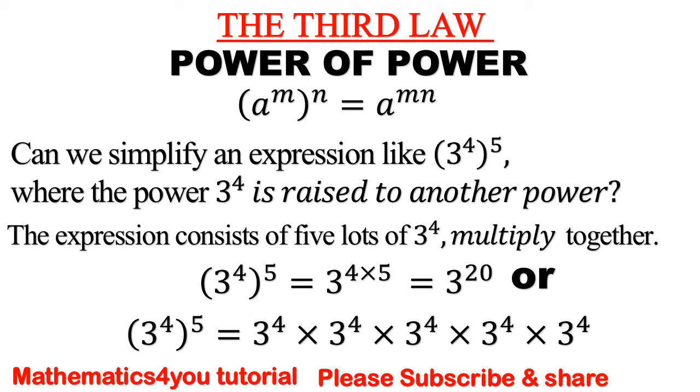Or you multiply 3 raised to the power 4 5 times. Alright, if you can remember multiplication of power, now you notice that the base is the same there, right? Good. Since the bases are the same, what you do, you add the exponent. So if you add 4 plus 4 plus 4 plus 4 plus 4, it will give you 20. So you're going to have 3 raised to the power 20.